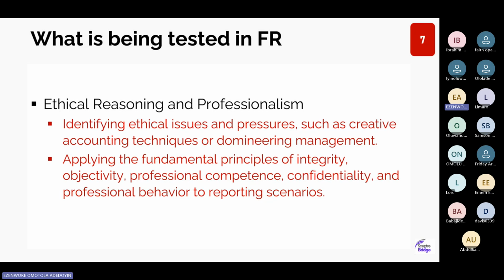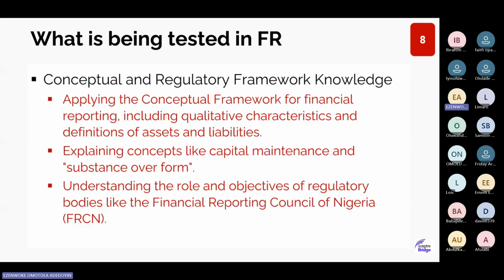You're not applying it from an auditor's point of view. You're advising, speaking in the sense of what the standard says and what this organization has probably done, which might not be in line with the standard. All right. Now at your level, and I think this is more particular to FR, conceptual and regulatory framework knowledge is key at your level.